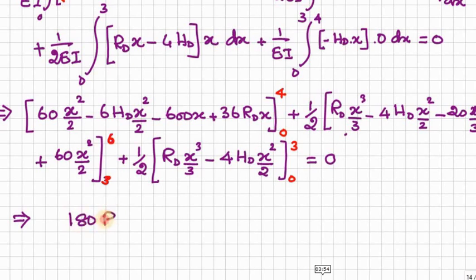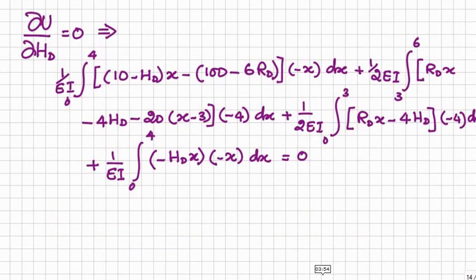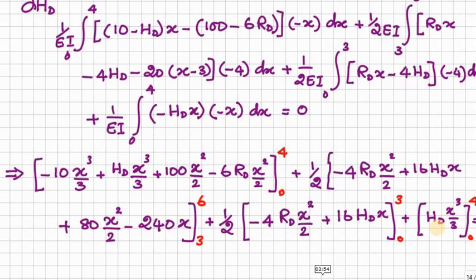So finally we get 180 RD minus 84 HD is equal to 2145. This is our first expression involving both parameters RD and HD. Now we will consider the next: dou U by dou HD is equal to 0. So this is the expression.